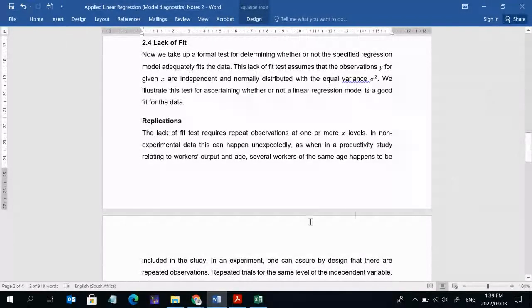Now, sir, yes. I'm listening. Where do we get the 0.05? When you test, you will always be provided with the level of significance. But in a situation where you are not given, then you take 0.05. If you are not given it, you take 0.05.